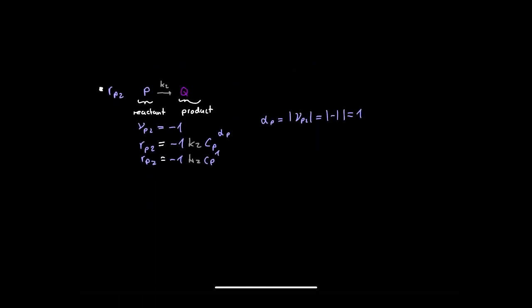So our reaction rate Rp will result in the sum of Rp1 and Rp2. So if we insert the terms we just determined, we can write it as following: -1 times K2 times Cp elevated 1.